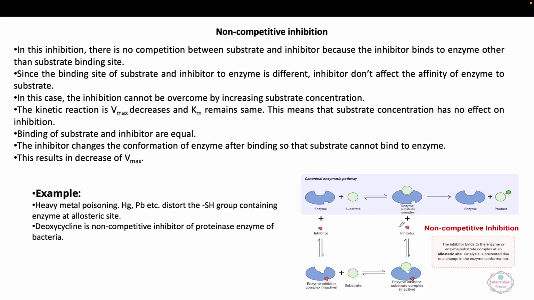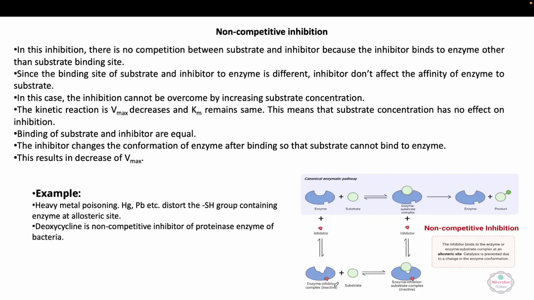Okay, so in the non-competitive inhibition, it doesn't require that the inhibitor should be a homolog or analog of the substrate, because it is binding at a different site of the enzyme. And that's why here the Km will not change, because the binding site is different for both. They are not competing with each other for binding, right? So the Km will be constant here.